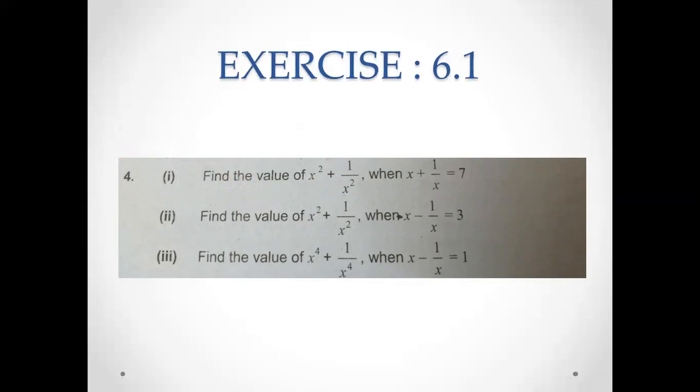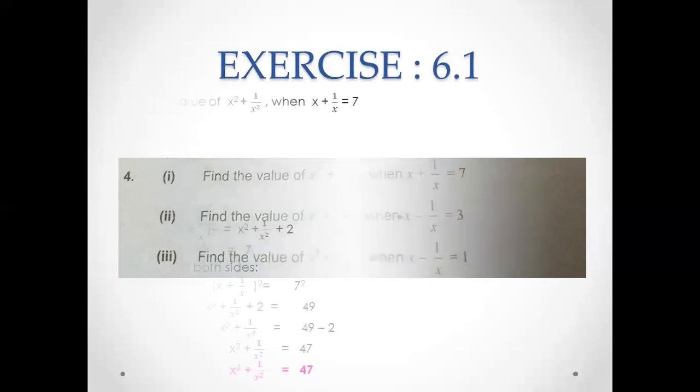In question 4, three parts are given: x square plus 1 over x square. x plus 1 over x is given, the second part x minus 1 over x is given, and again x minus 1 over x is given, but we calculate x to the power 4 plus 1 over x to the power 4. The formula is the same that we have done previously, but only instead of a we write here x, and instead of b we write here 1 over x. Otherwise there is no change in the formula.